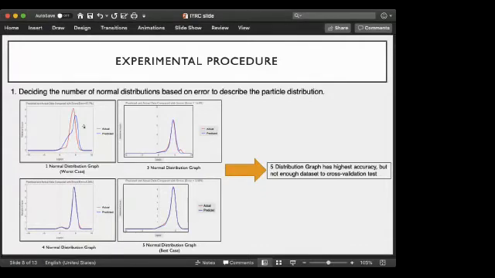Although 5 normal distribution graphs showed the best result, since the size and the number of data given by the problem seeker in InnoCentive was not enough to test the result after finding it, I could only use 4 normal distribution graphs to form the non-normal distribution graph.